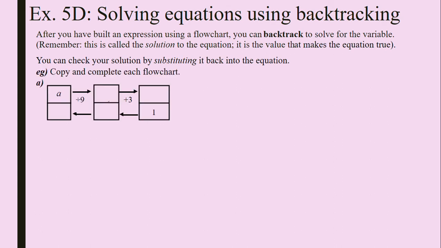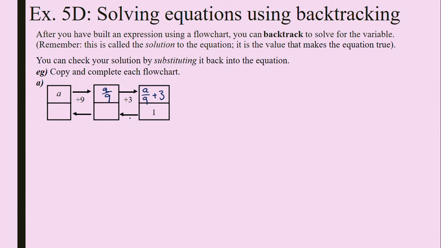In the first one, we're going to copy and complete each of the flowcharts. So we start with A. A is our variable, and the first thing we do to A is divide it by 9. So that looks a little bit like this. I know A is the worst one to have picked with a 9, but that's fine. Okay, and then we add 3. So we have A over 9 plus 3. The equation for this would be A over 9 plus 3 equals 1.